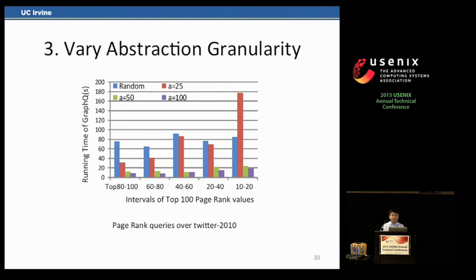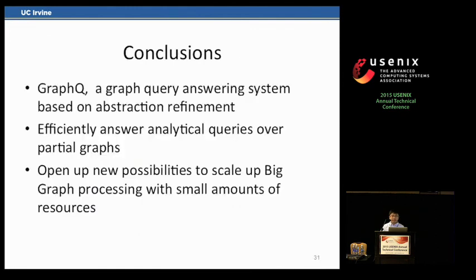And we also compared GraphQ without abstraction refinement. Partitions are randomly merged. It is interesting to see that in some cases, the random selection is better than A equals 25. The reason is that the abstraction level is so high that the partitions are almost sequentially merged. So in this case, the random selection has a higher probability to select proper partitions to merge.